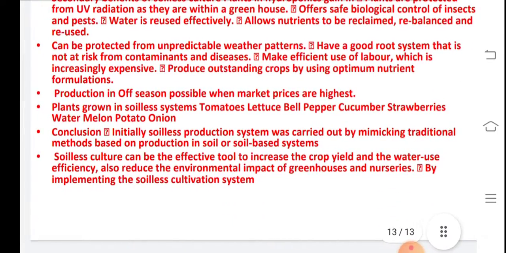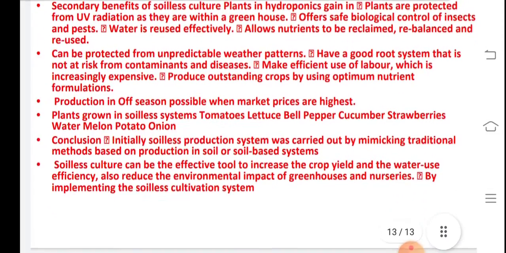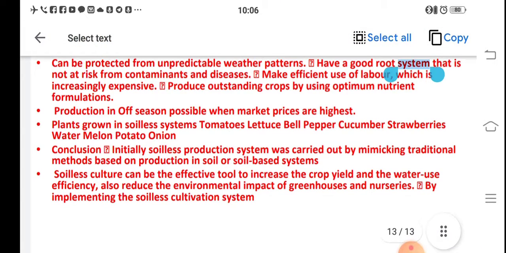And next, in conclusion, initially the soilless production system was carried out by mimicking traditional methods based on production in soil or soil-based systems. Therefore, soilless culture can be an effective tool to increase crop yield and water use efficiency, and also reduce the environmental impact of greenhouses and nurseries. It may be used in indoor conditions by providing proper light.